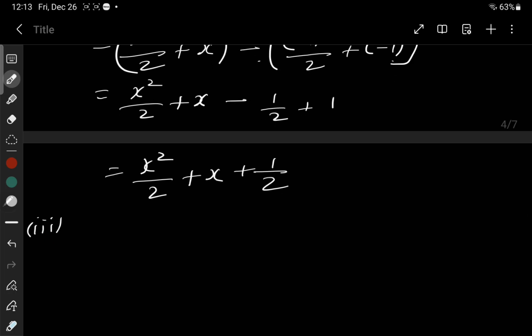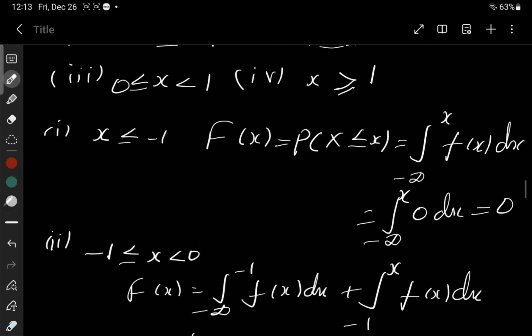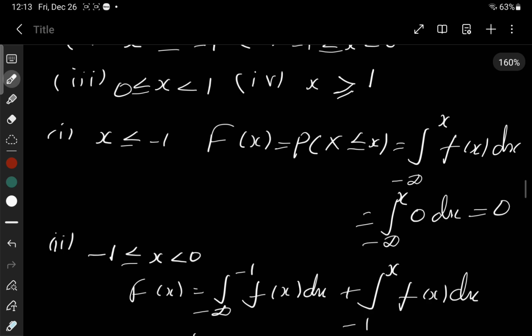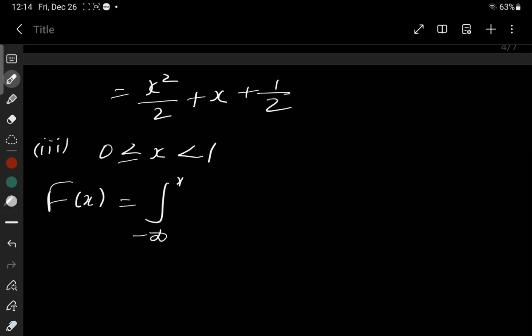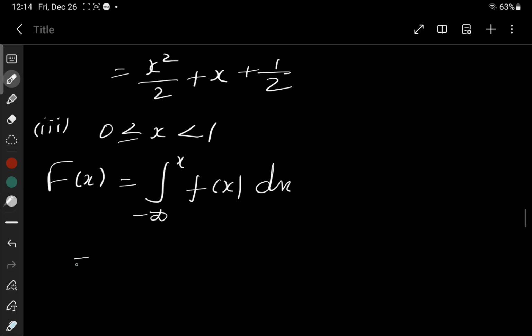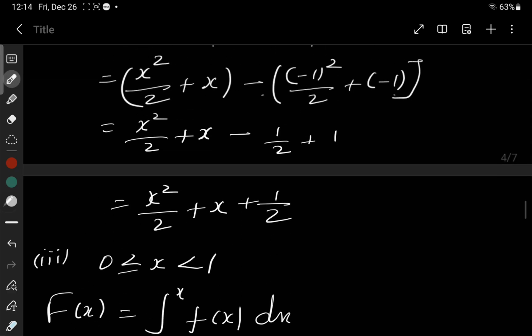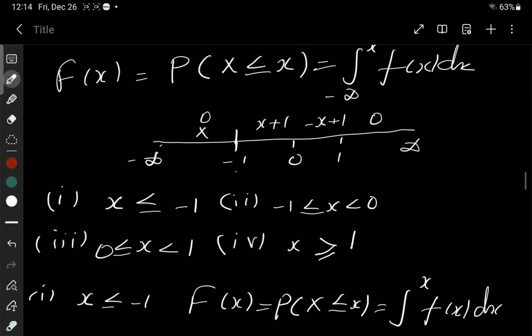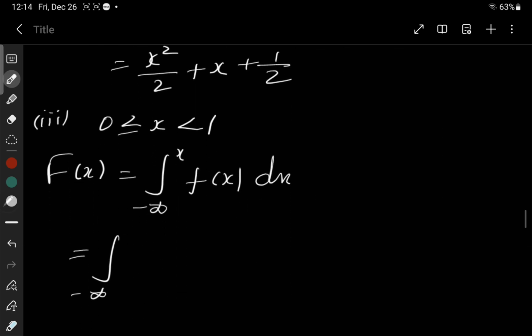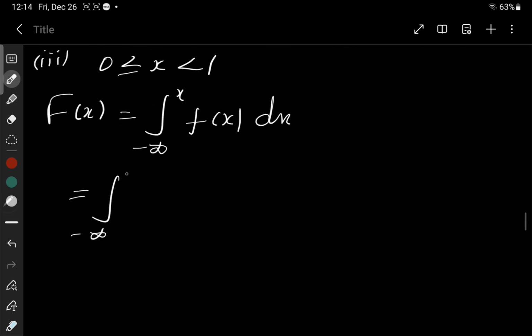Come to the third case. Third case, for x lies between 0 and 1, 0 less than or equal to x less than 1. F of x is, lower limit is minus infinity to x, f of x dx. So I divide the limits here: minus infinity to minus 1, minus 1 to 0, and then 0 to 1. Three cases you have to do.